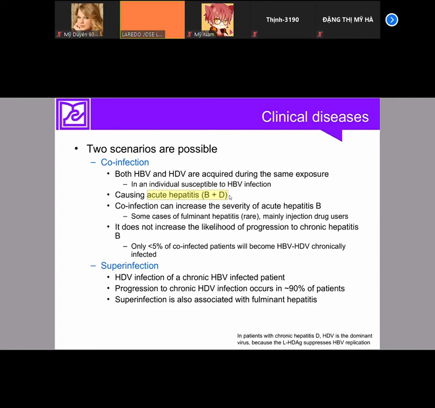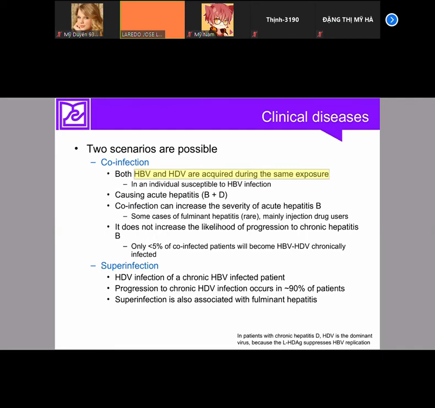In most cases, but not always. Sometimes the patient will become chronically infected by both viruses. I'll show you later. So this is the first scenario. Both viruses are acquired during the same exposure at the same time.